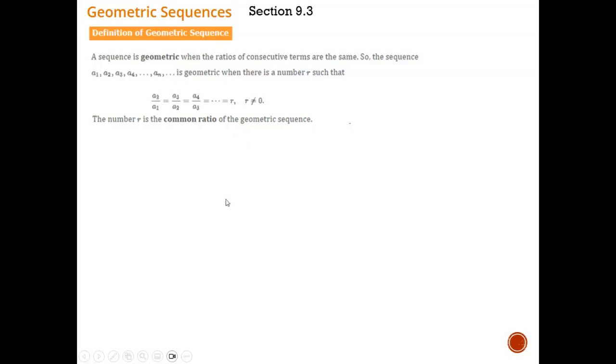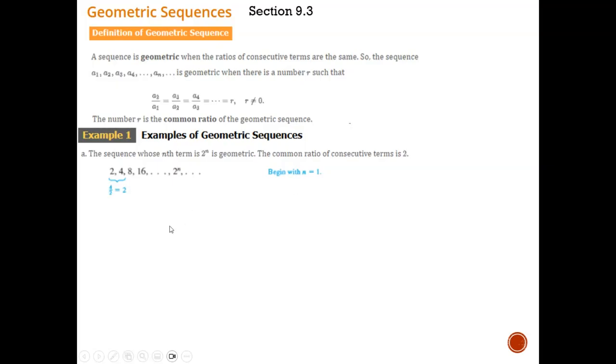So with arithmetic, we were subtracting a term minus the previous term. Here we're dividing a term by the previous term, and you should see that same number, that same ratio. So right here, a2 divided by a1 should be the same as a3 divided by the previous number, a2, and so on, okay? So we have some examples to see some numbers here.